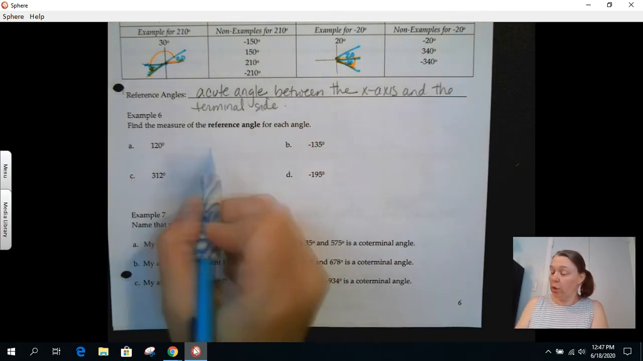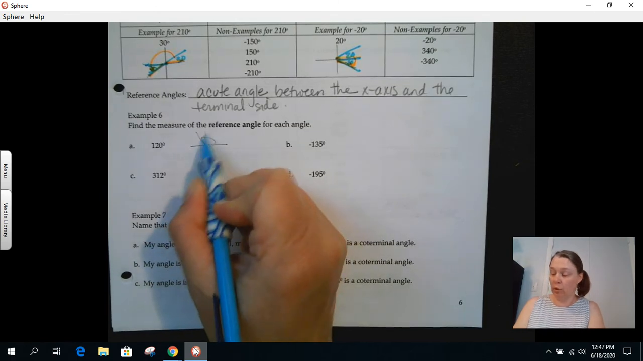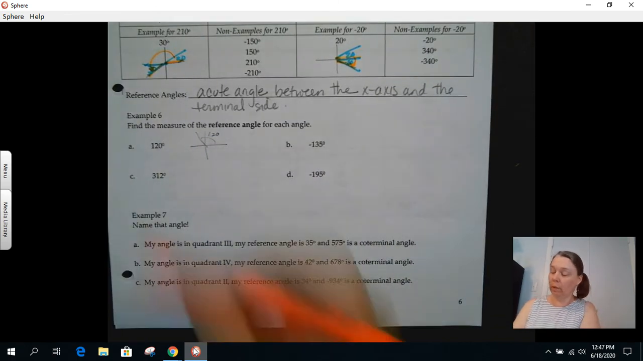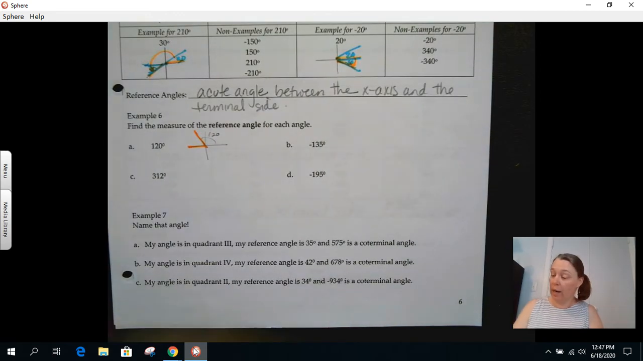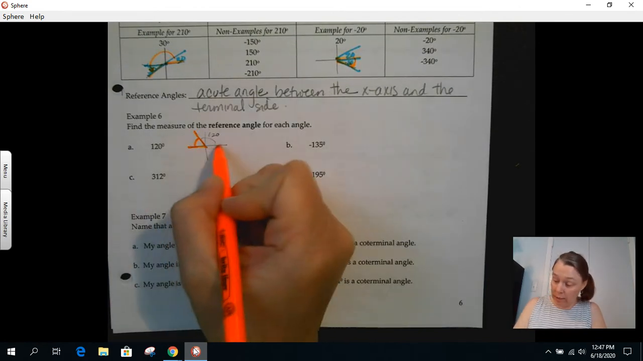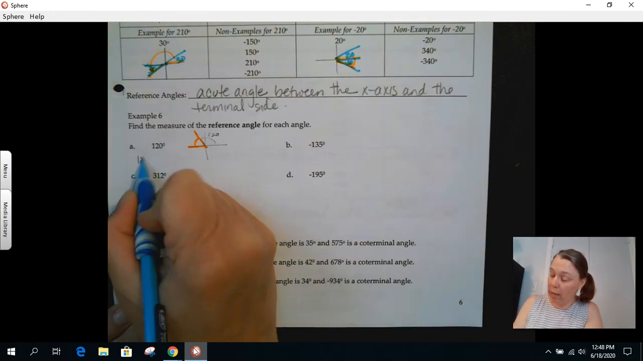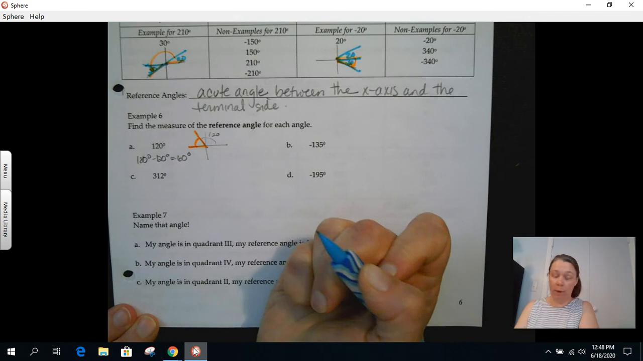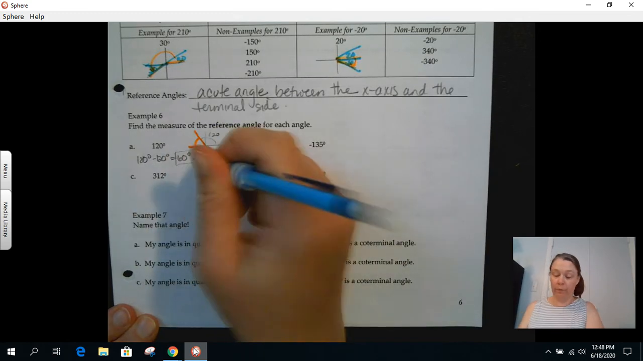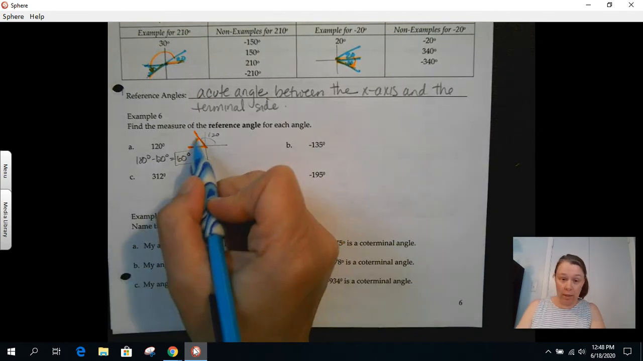For 120 degrees, it's like here, right? That's 120 degrees. Here's my terminal side, here's my x-axis. I want to know what this angle is right here. From here to here is 180 degrees, so I could just do 180 take away 120 and get 60 degrees. That's my reference angle.